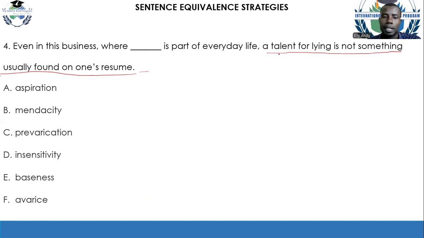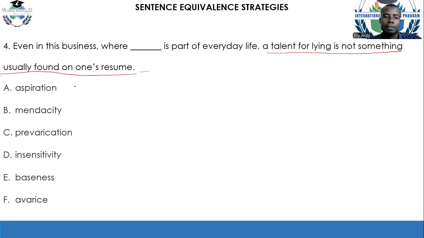So this talent for lying is part of everyday life, but people don't include it in their resumes. So that is the logical meaning of this sentence. That is basically people lie a lot in everyday life, but when it comes to their resumes, they don't put their lies. So we should be looking at a pair of answers that will give us the idea of lying.